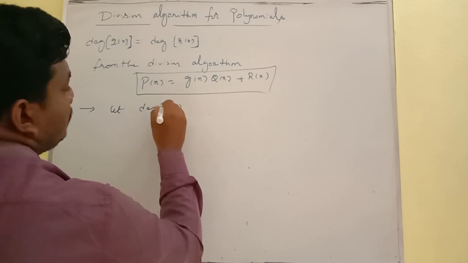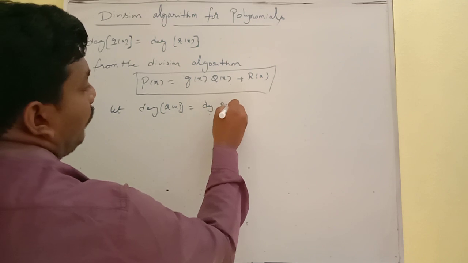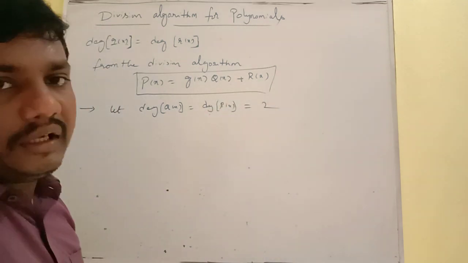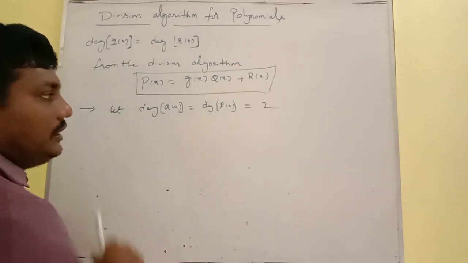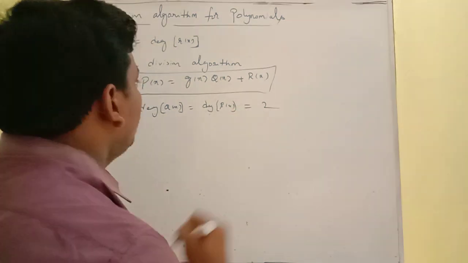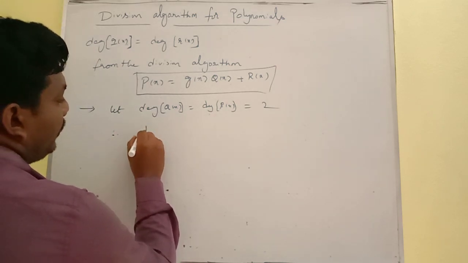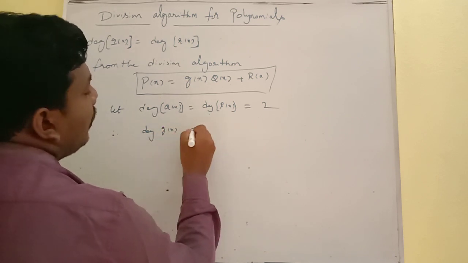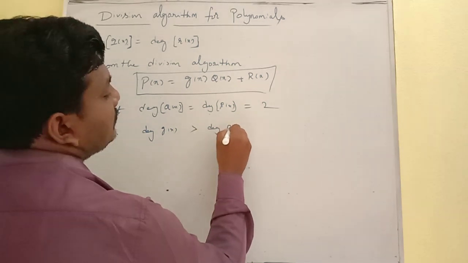Now let the degree of q of x be equal to the degree of r of x, and say a 2 degree polynomial I am going to consider. When the degree of q of x and degree of r of x is 2, then from the condition, the degree of g of x is always greater than the degree of r of x.